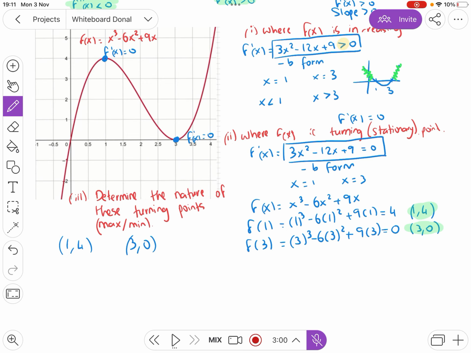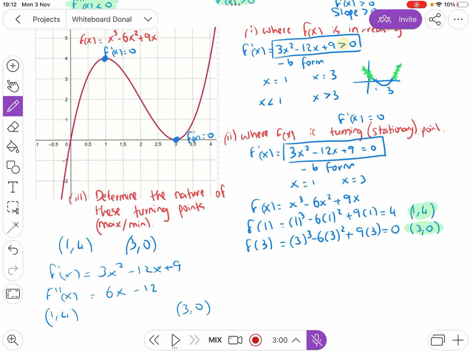Now how we test is we test using the second differentiate. Now we have our original function up here. Our first differentiate we have over here as well. So I'm going to write down our first differentiate. And our first differentiate, that found us what our slopes actually were. Now we're testing which is which. So to find the rate of change of my slope, I get my second differentiate, which is 6x minus 12. And I'm going to use the coordinate 1, 4. And I'm going to use the coordinate 3, 0.